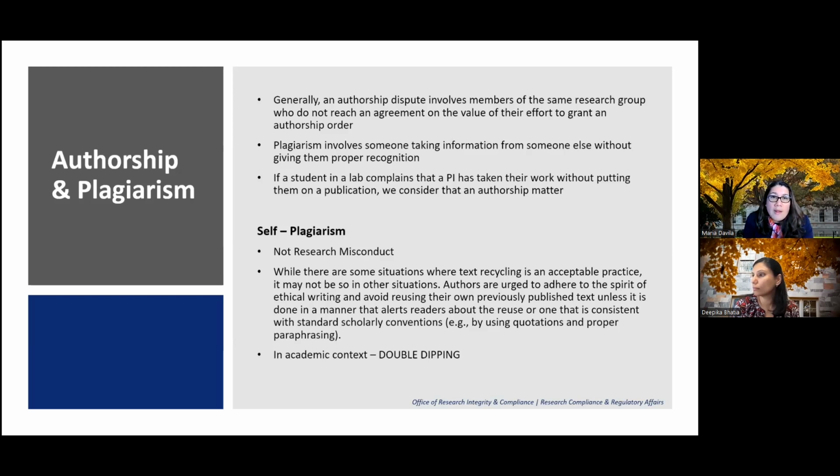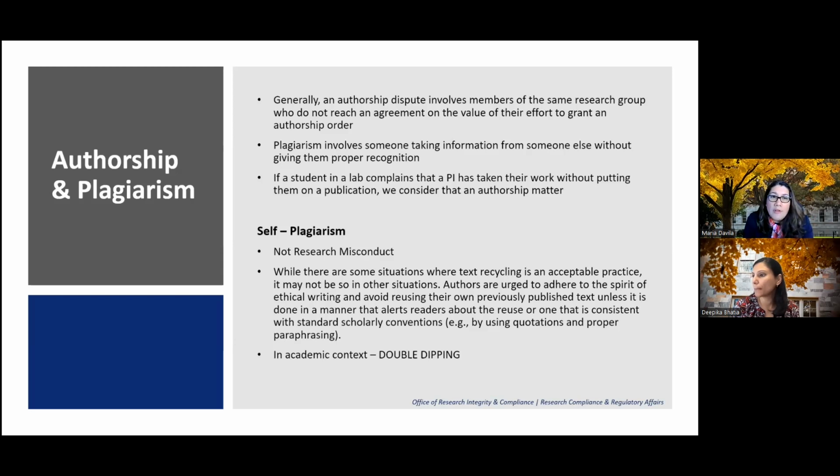So here's an example, and that's a very common one. If we get a student that complains about a PI who has left them out of a publication, then we consider that issue not a plagiarism situation, but an authorship matter.